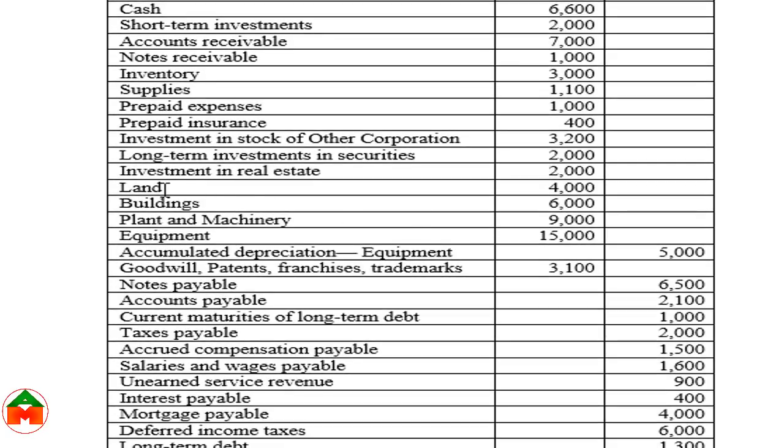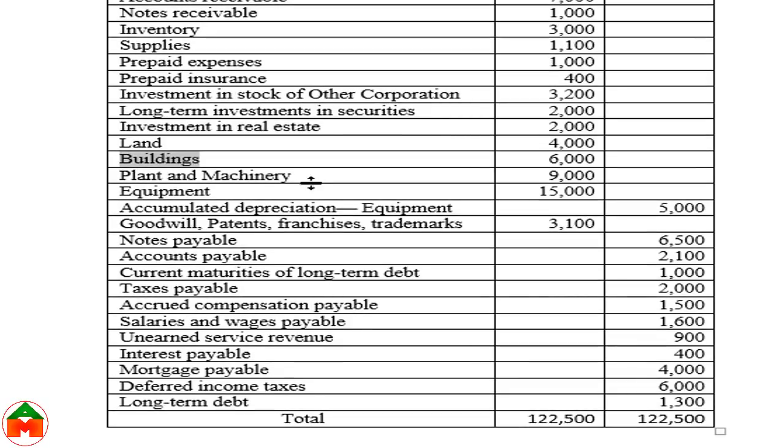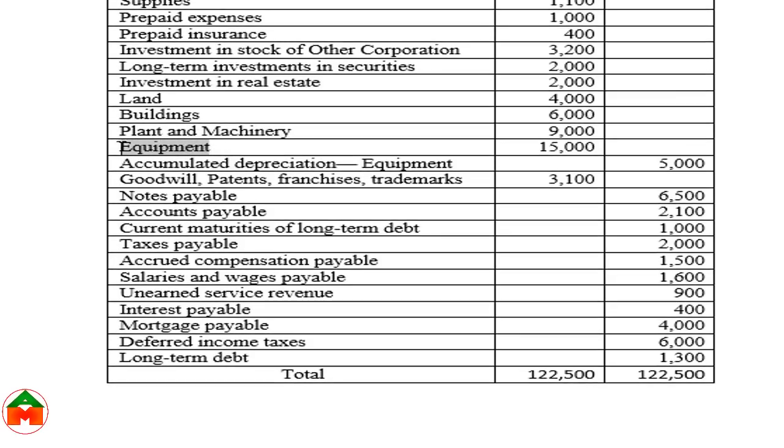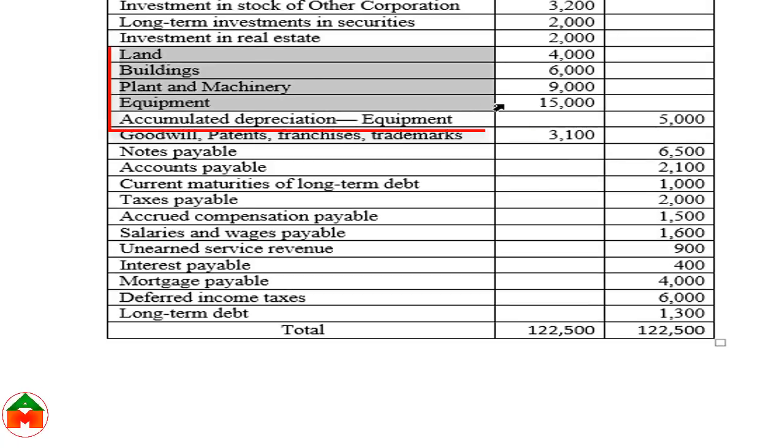After that we can see land, it's a long-term asset. Buildings, it's a long-term asset. Plant and machinery, it's a long-term asset. Equipment, long-term asset. And after that we can see accumulated depreciation equipment, which is a contra asset of equipment and should be deducted from equipment. I'm repeating this: these items are considered long-term assets. Generally we call them property, plant and equipment.